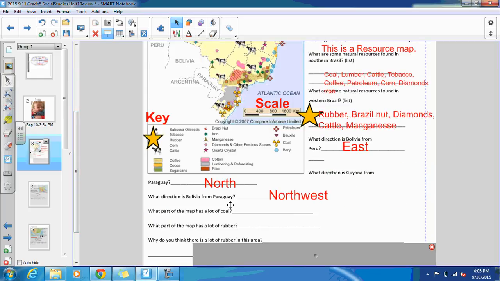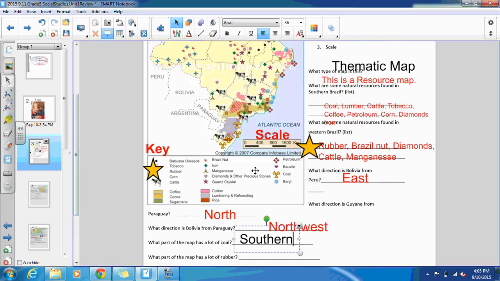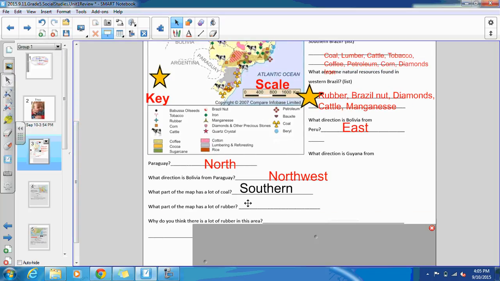What part of the map has a lot of coal? So I look for what the symbol is for coal. Remember, there's three yellow triangles. I find those, and I see that those are primarily in the southern part of the map. What part has a lot of rubber? Well, I look for a symbol for rubber, and I remember that rubber is that blue star. Blue star, never eat soggy waffles. The waffles is west, and so the western part of the map has a lot of rubber.